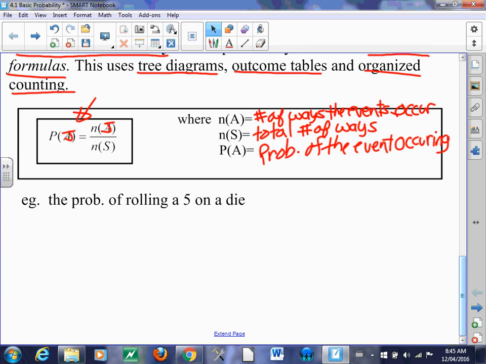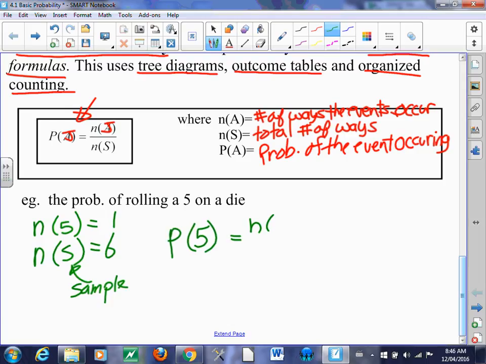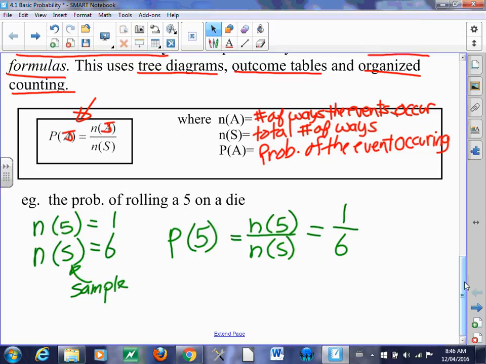What is the probability of rolling a 5 on a die? Well, number of 5s on a die is 1. Number in my sample is 6, and S is for sample. I know sometimes it looks like a 5, but S is for sample. Probability of rolling a 5 equals the number of 5s over the number in the sample. Plug it in, it's going to be 1 over 6. Eventually, you guys can get from the probability to here, but we're just introducing it.